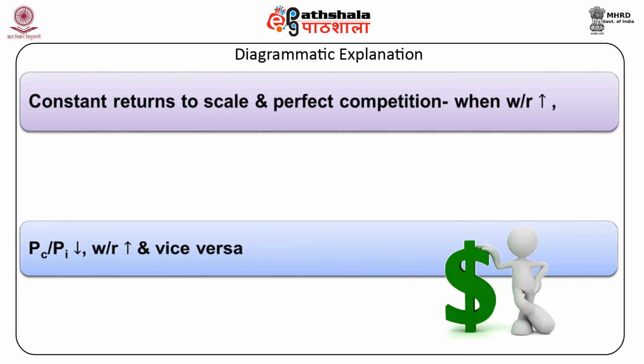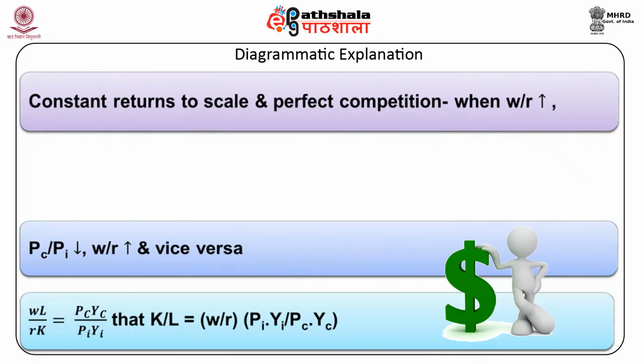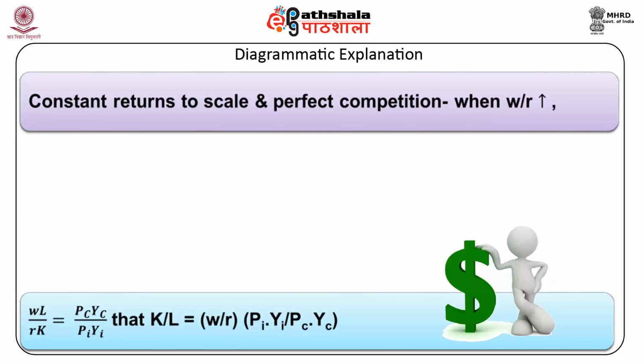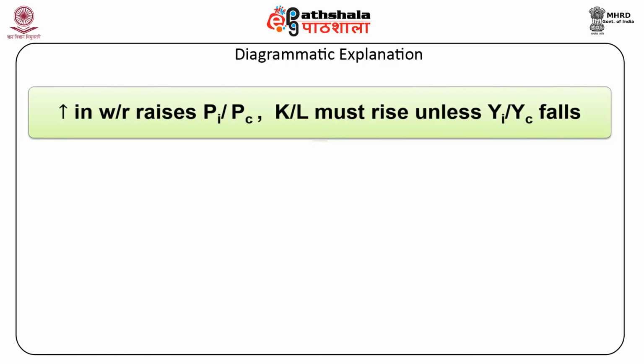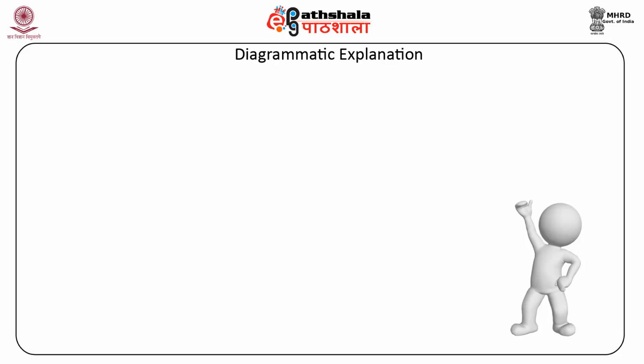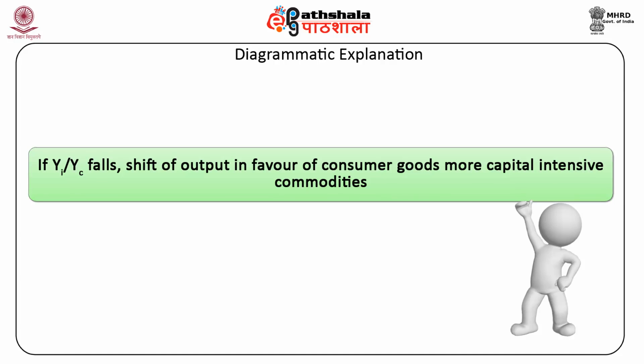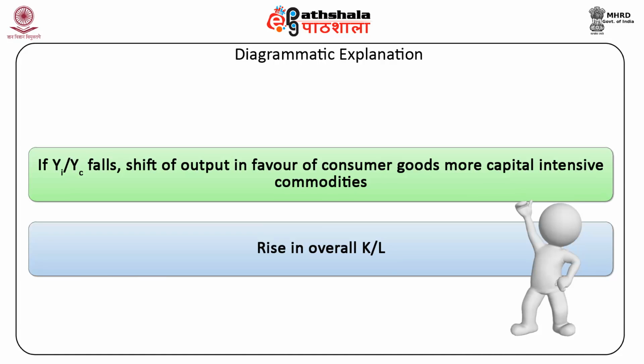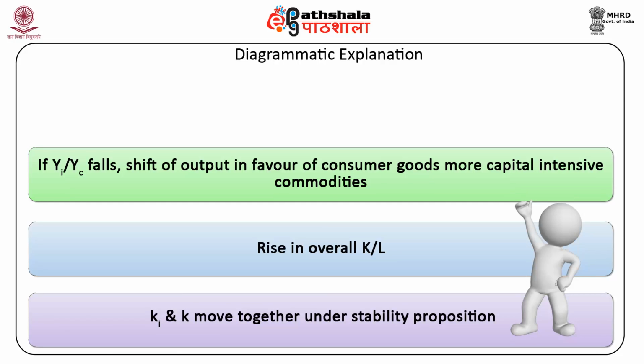Also, we can derive from the equation WL upon RK is equal to PC into YC upon PI into YI, so that K upon L is equal to W upon R multiplied with PI YI upon PC YC. An increase in W upon R raises PI upon PC, then K upon L must rise unless YI upon YC falls. But if YI upon YC falls, there is a shift of output in favor of consumer goods, which are more capital intensive commodities, leading to a rise in overall K upon L. Thus, Ki and K must move together under the stability proposition.